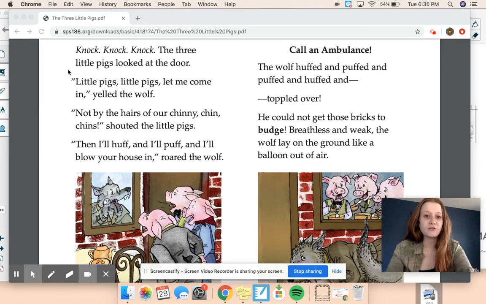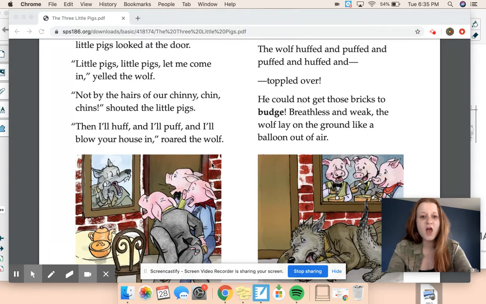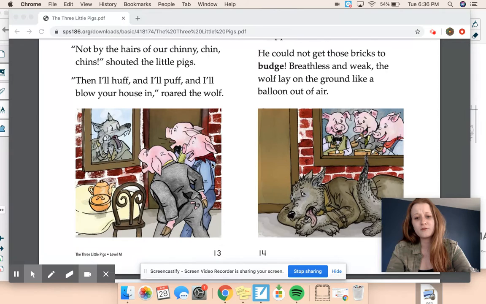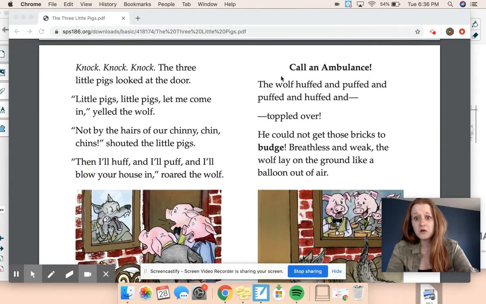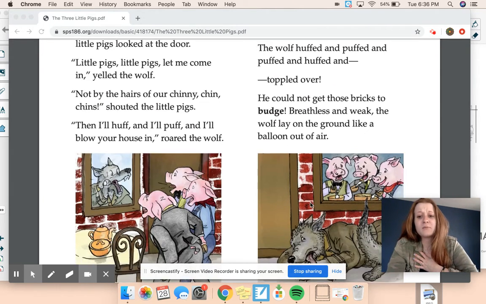Knock, knock, knock. The three little pigs looked at the door. "Little pigs, let me come in," yelled the wolf. "Not by the hairs on our chinny chin chins," shouted the little pigs. "Then I'll huff, and I'll puff, and I'll blow your house in," roared the wolf. The wolf huffed and puffed and puffed and huffed and toppled over. He could not get those bricks to budge. Breathless and weak, the wolf lay on the ground like a balloon out of air.